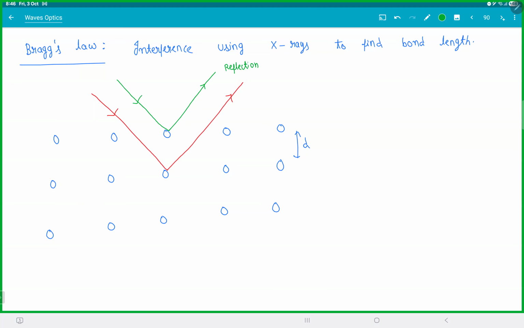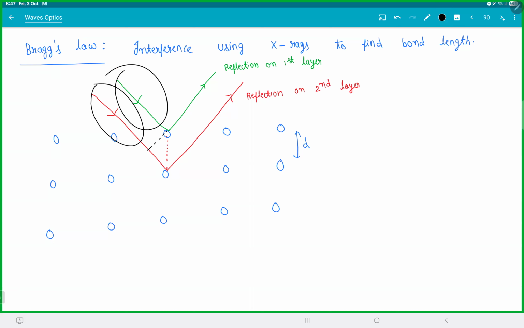So this is a reflection on first layer. This is the reflection on second layer. Since both are getting reflected, both will have a phase shift of 180 degrees. So that won't matter. But if you look at this red one, do you agree this distance and this distance are equal? The problem is the shaded one, which I'm shading in black. This is the extra distance the red one will travel compared to the green one. This is your extra path.